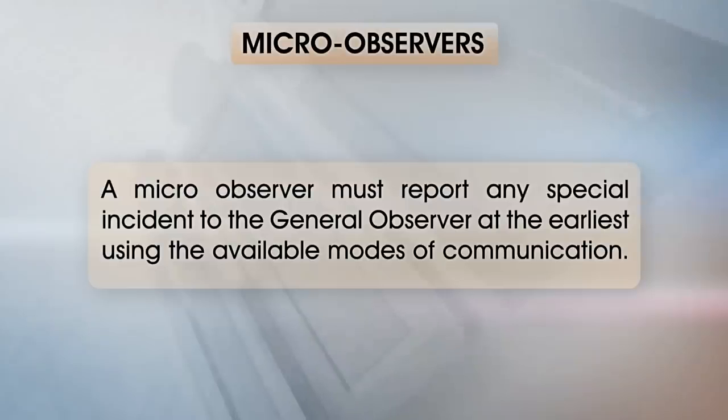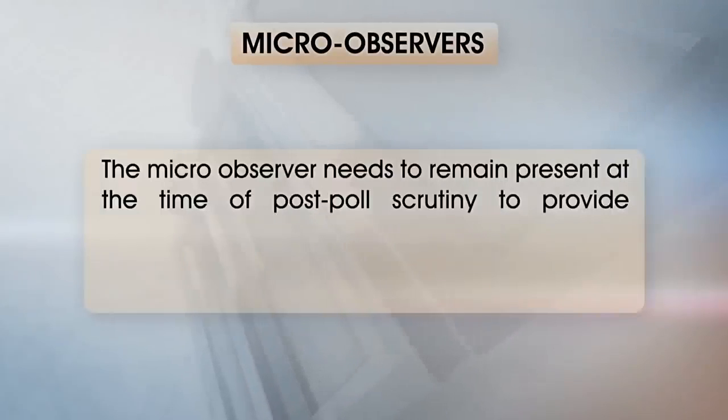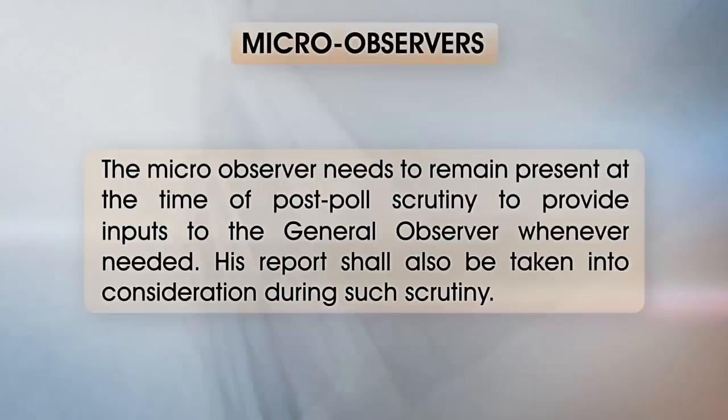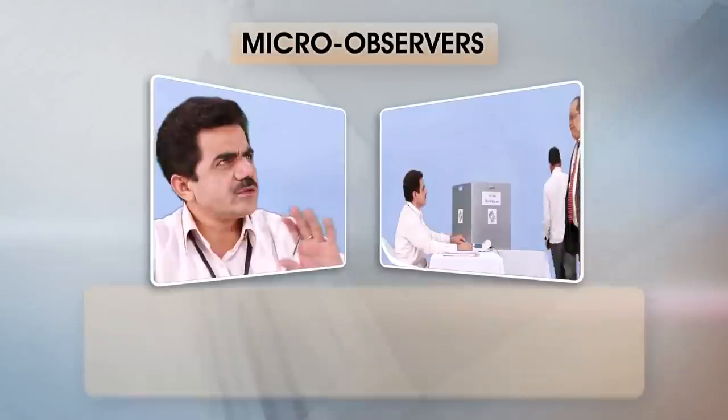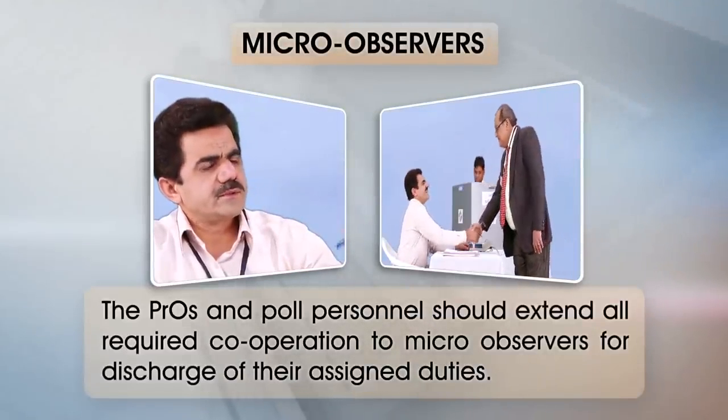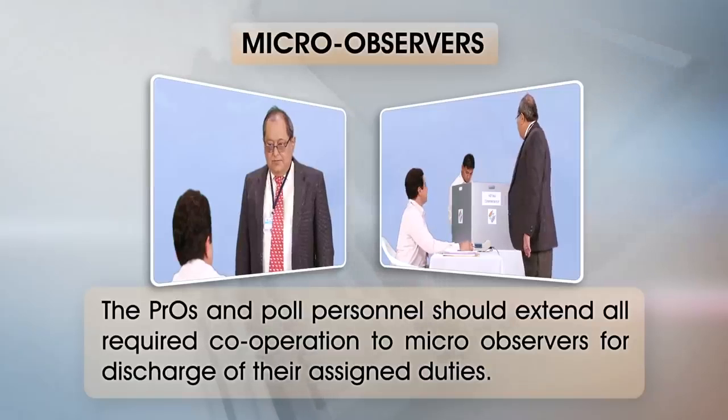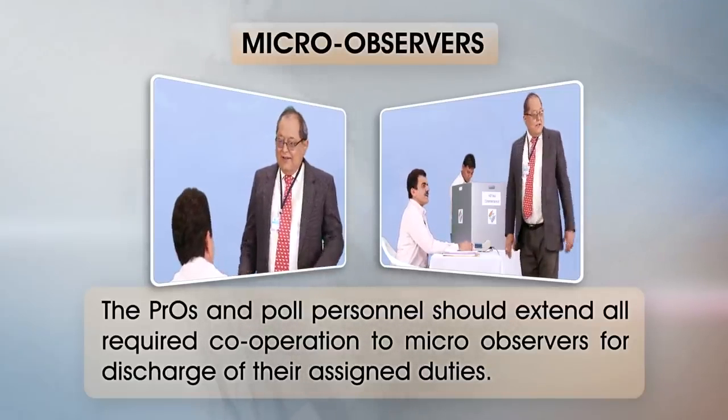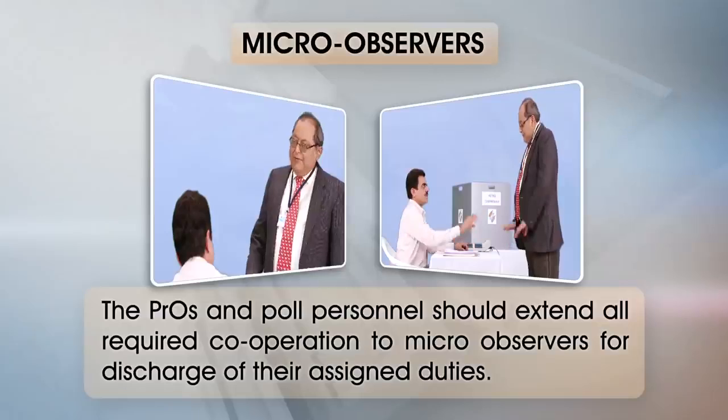A micro-observer must report any special incident to the General Observer at the earliest using the available modes of communication. The micro-observer needs to remain present at the time of post-poll scrutiny to provide inputs to the general observer whenever needed. His report should also be taken into consideration during such scrutiny. The PROs and poll personnel should extend all required cooperation to micro-observers for discharge of their assigned duties.